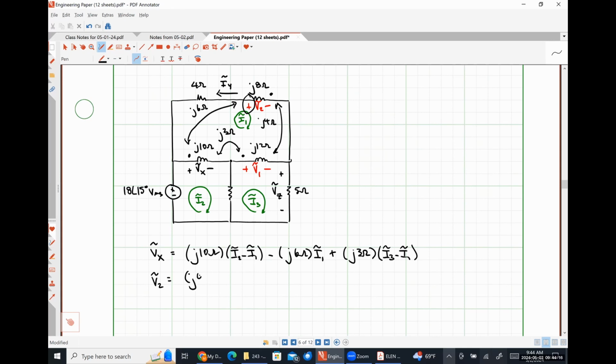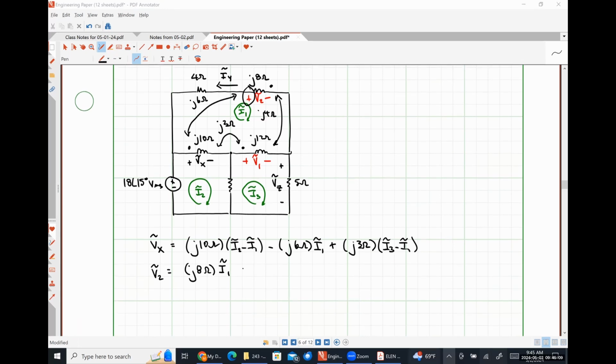So we're just going to have J8 ohms times I1 as our self-inductance term. What is the current flowing into the undotted terminal of the J10 ohm coil? So I1 is part of what's flowing into the undotted terminal. I1 minus I2, absolutely right. So we're going to have plus J6, which is the mutual inductance between those two coils, times I1 minus I2.